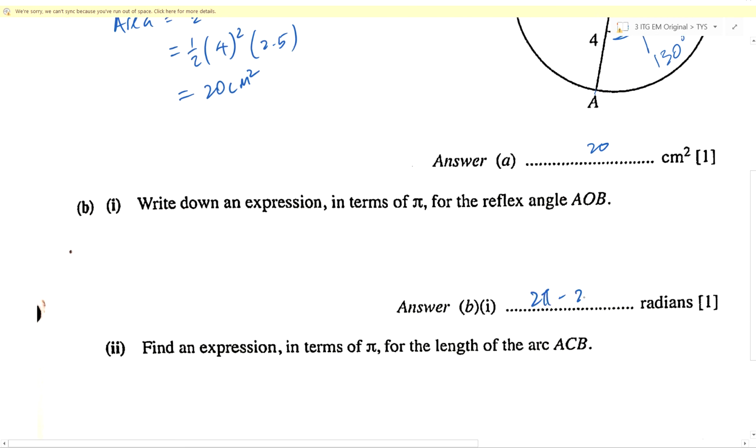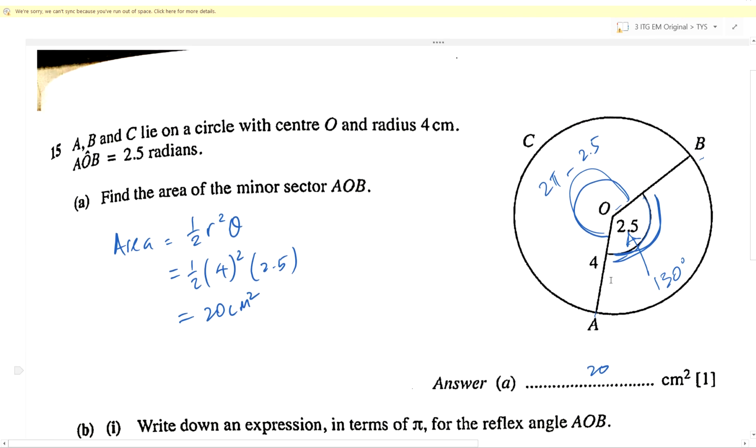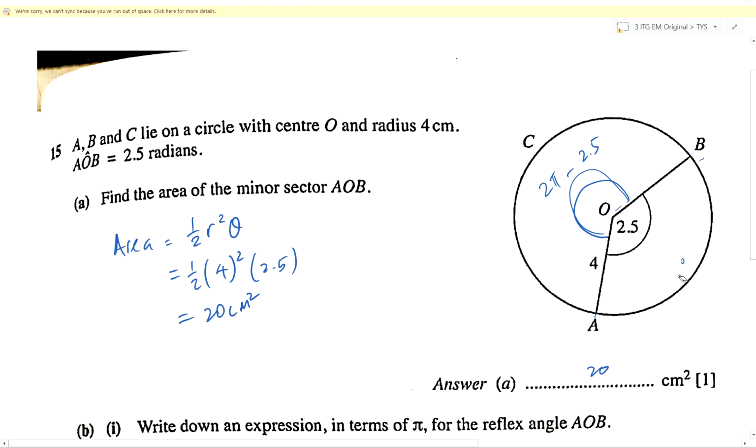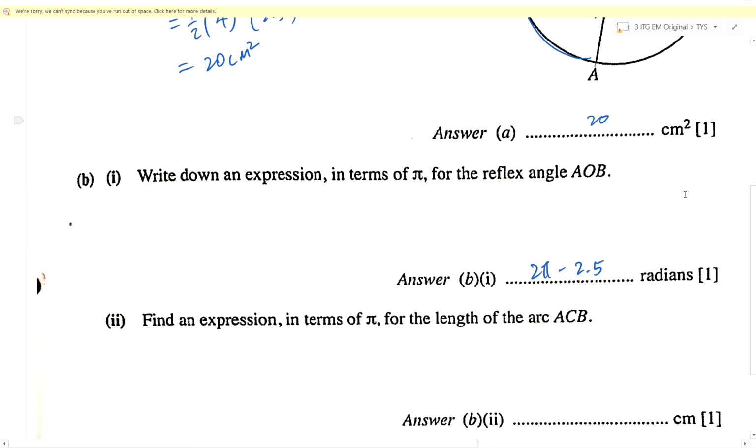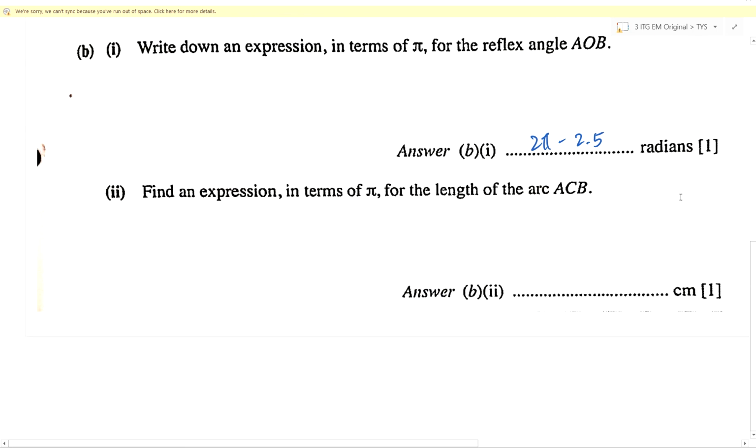2 pi minus 2.5. Now find the length of the arc ACB. It has a formula also. So arc length equals r theta. That's it. Radius, which is 4 again, times the angle. So 8 pi minus 10. Did they ask for, oh, they wanted it in terms of pi. Therefore, the answer is 8 pi minus 10 centimeters.